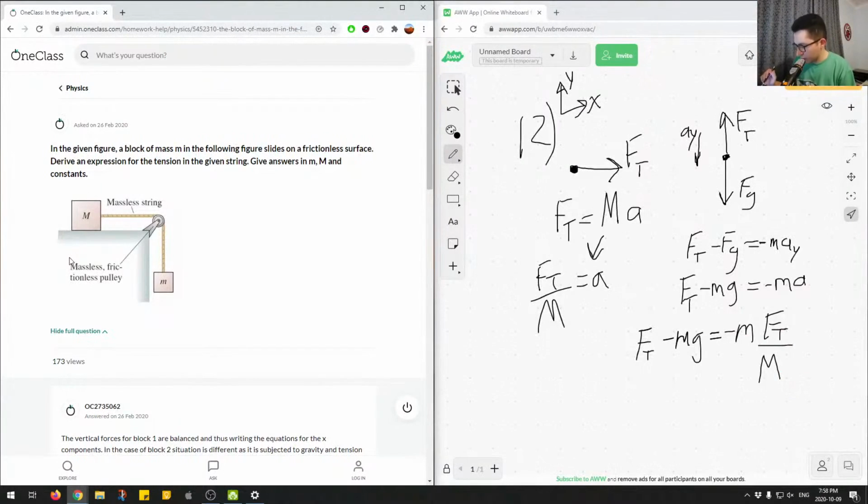We want to derive an expression for the force of tension. So that's our end goal here. So we want to isolate for Ft. So we'll bring the Ft components to the left side and we'll take everything else to the right side. So we'll have Ft plus m over M Ft will equal, so we'll move mg to the right side, mg. So I'll erase the top part to make some space.